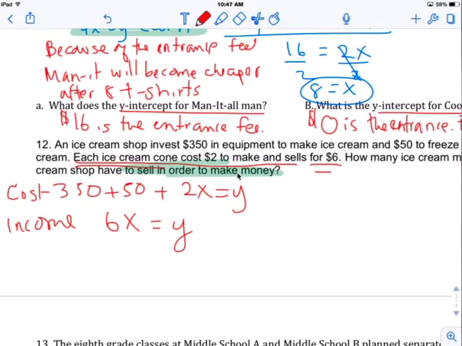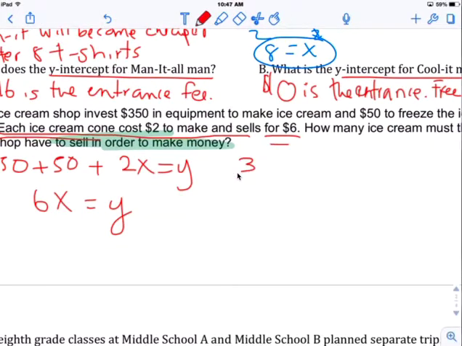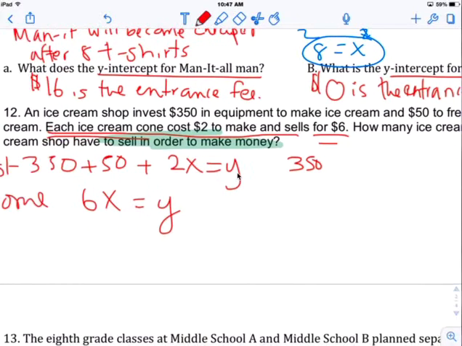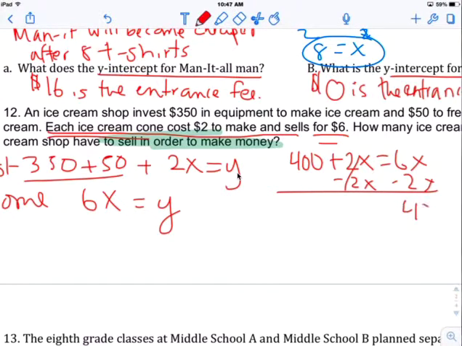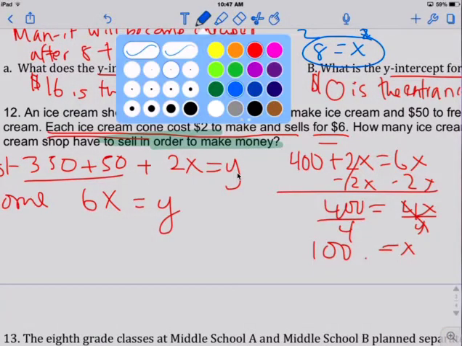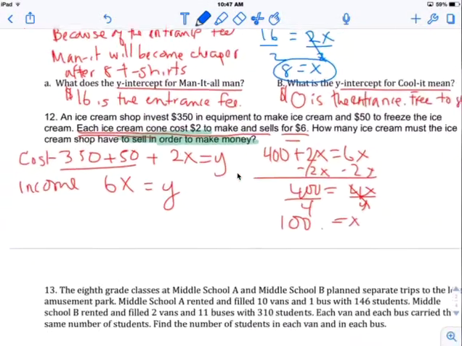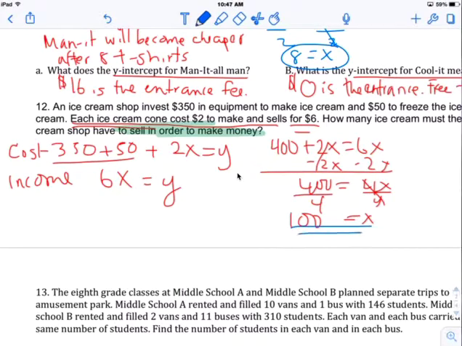So 350 plus 50 is 400, plus 2x equals 6x. Minus 2x. Now this is easy to solve. 4x equals 400, divided by 4. X equals 100 ice cream cones. They have to sell 100 ice cream cones for the shop to start making money. At 100, they make 0. They're not losing, but they make 0.